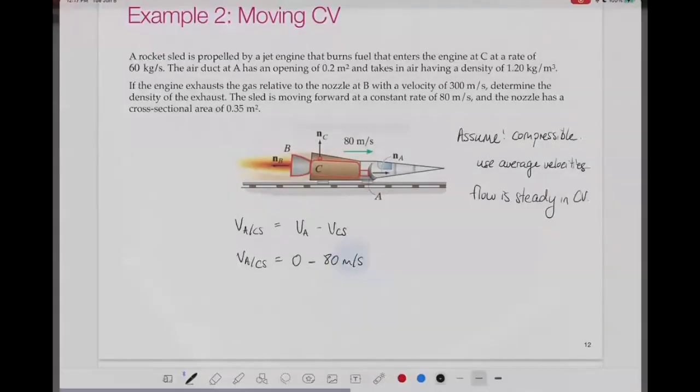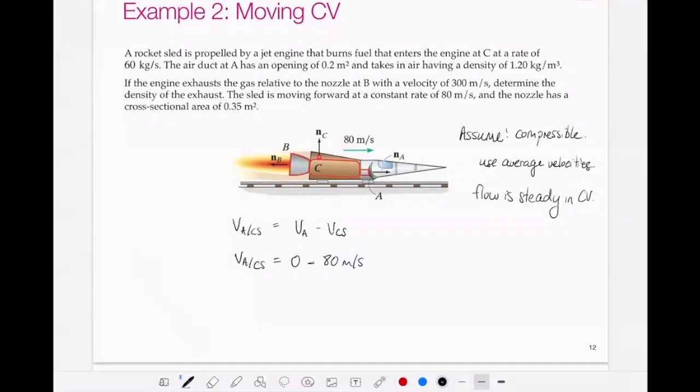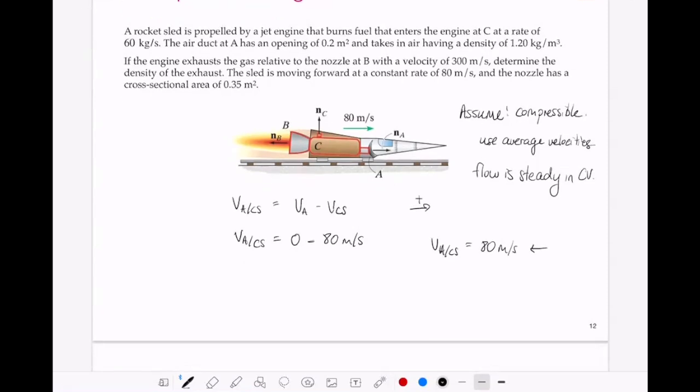Now we're back. So if we were sitting on this rocket, it would appear that the velocity of the air coming towards us was 80 meters per second in the negative direction. So this is what this means. We're assuming that if this direction is positive, the velocity of the air with respect to the control surface is equal to 80 meters per second towards the left. So what about the velocity of the fluid at B with respect to the control surface?